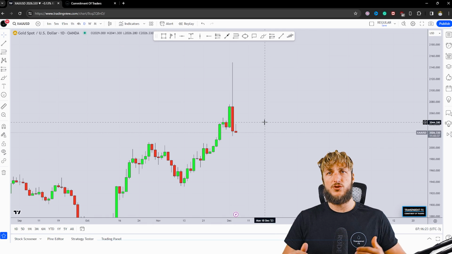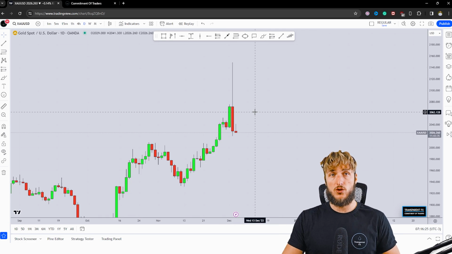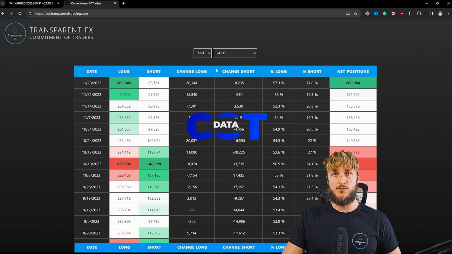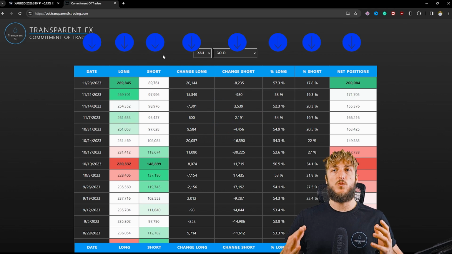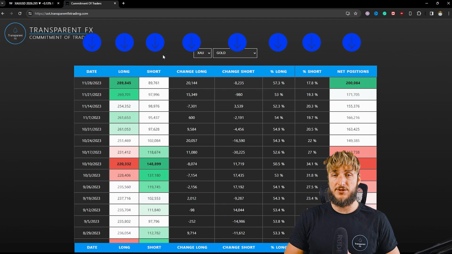But before we continue with the technicals here for gold, I first want to go and see what we have when it comes to the commitment of traders, so the COT data, which is essentially what hedge funds, so the biggest players in the market, are doing.